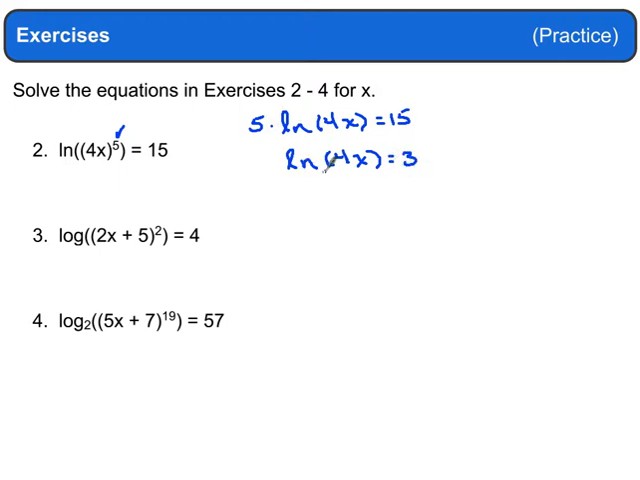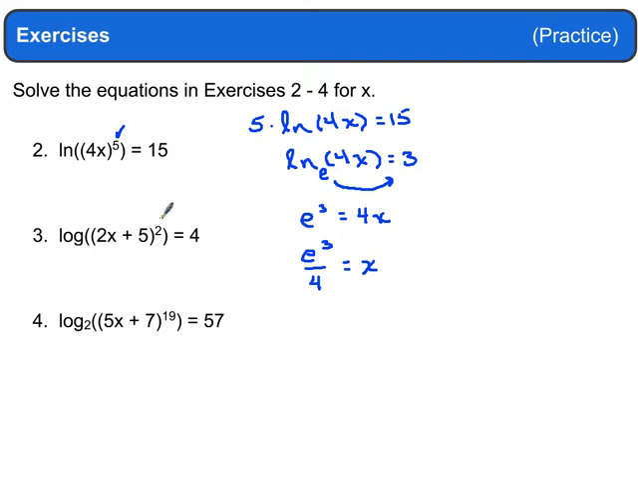Now remember, the base on a natural log is e, so when we do our little scoop, we're going to scoop in e. So you're going to get e to the 3rd power is equal to 4x. And if we're going to solve for x, we're going to divide by 4. So e to the 3rd power divided by 4 will equal x. I'm going to leave it at that as opposed to putting that in the calculator.